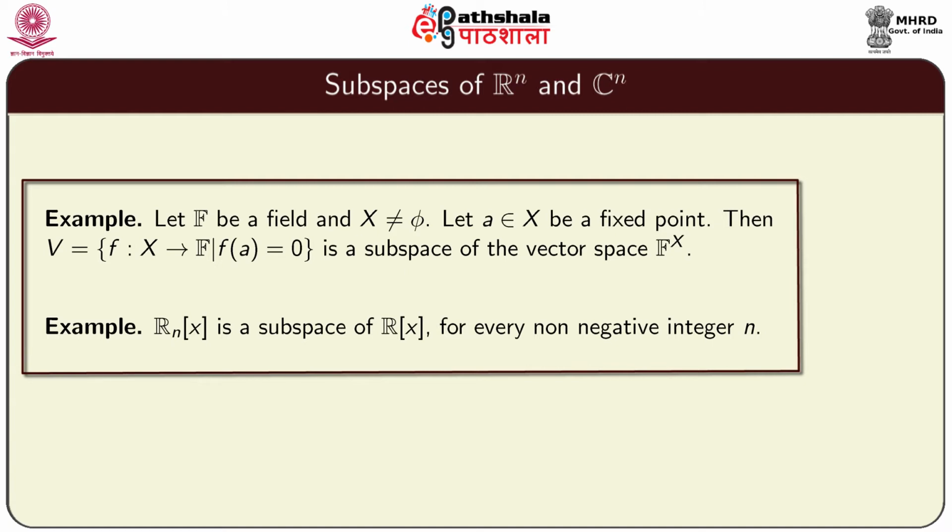Now, if lambda belongs to F and f belongs to V, then lambda f at a would be lambda times f of a, that is lambda dot 0, that is equal to 0 in the field F. Therefore, the pointwise addition and the scalar multiplication of functions actually makes V a subspace of F to the power X.